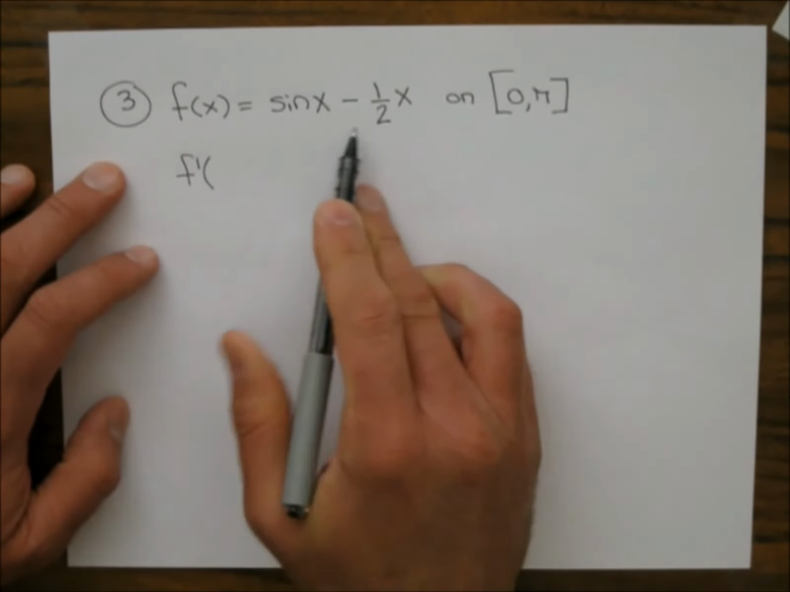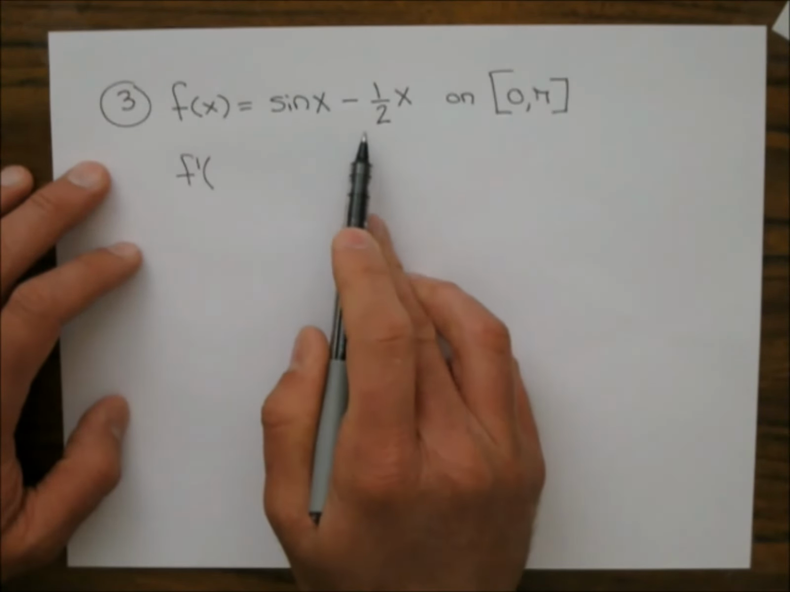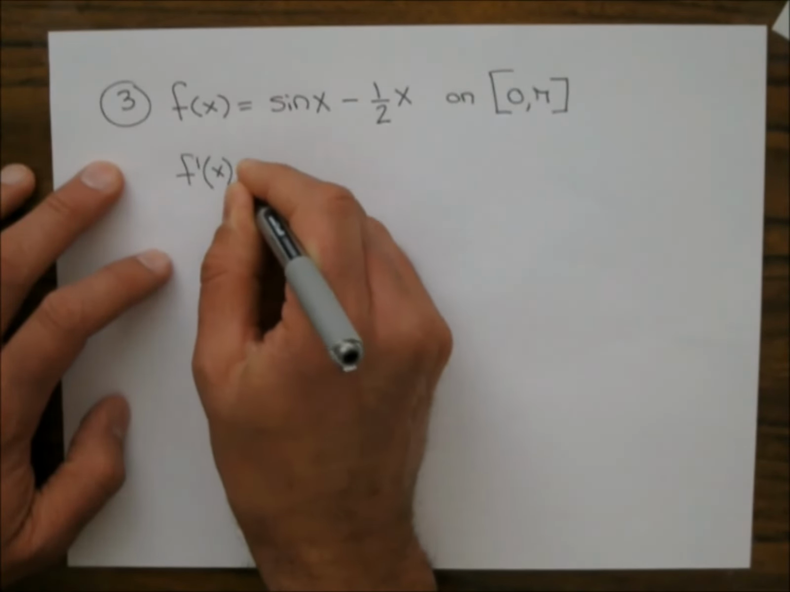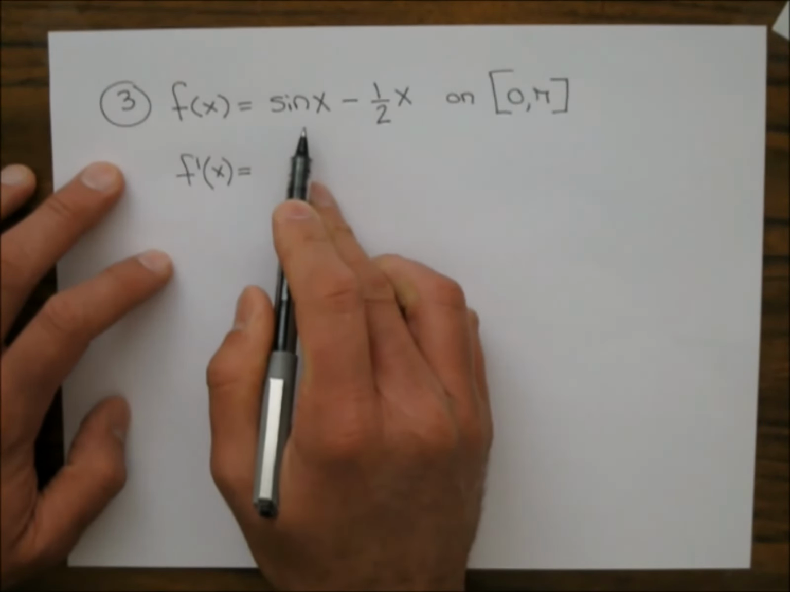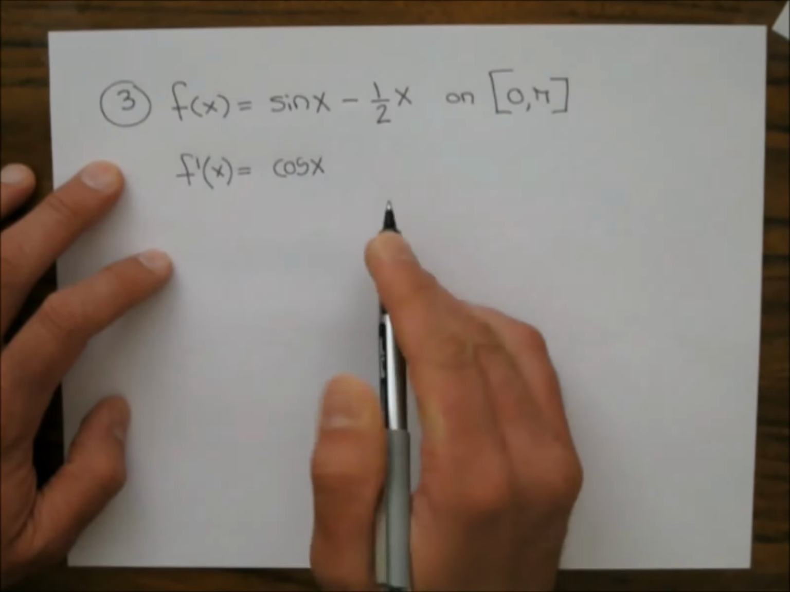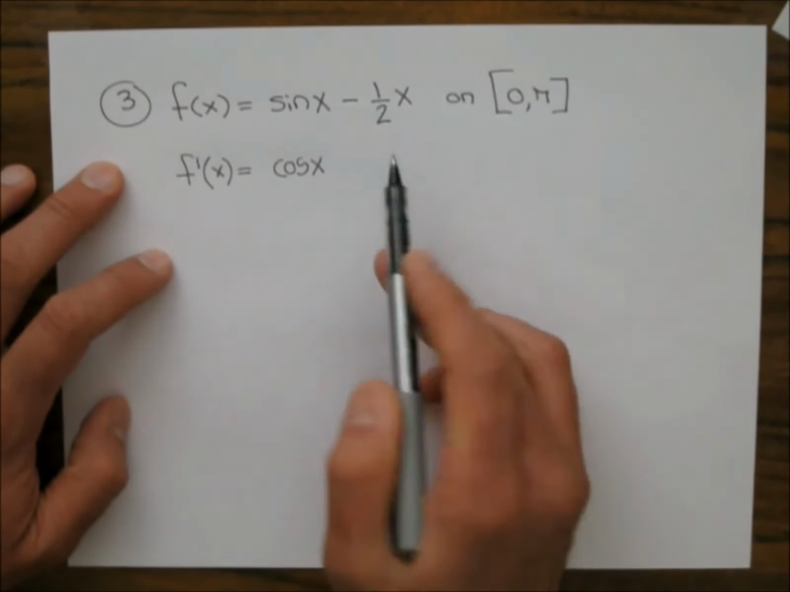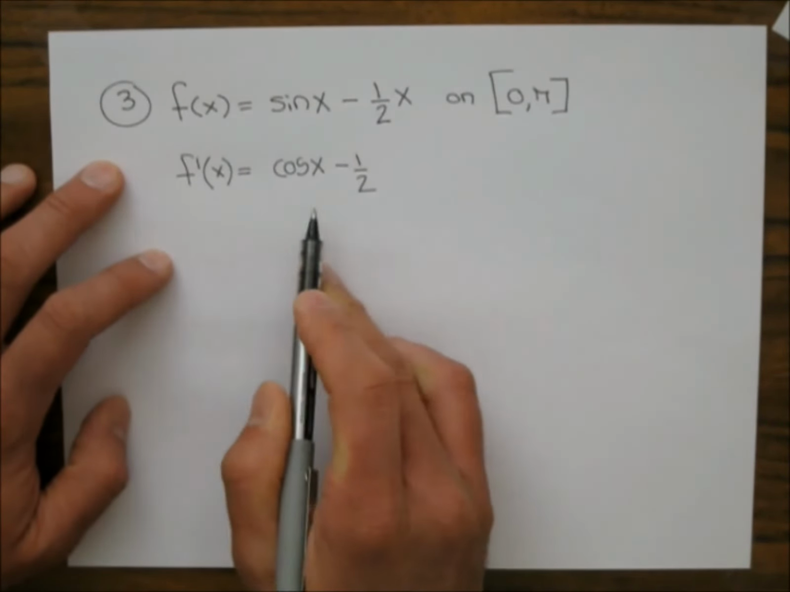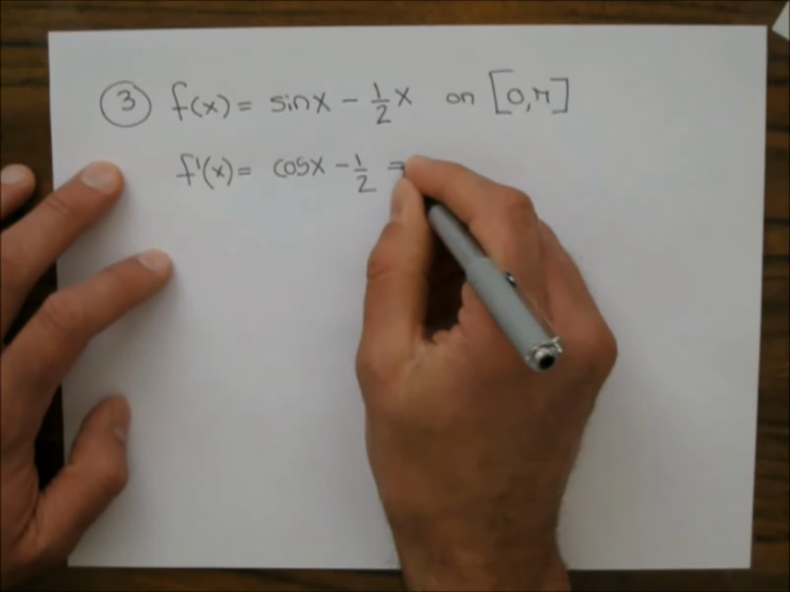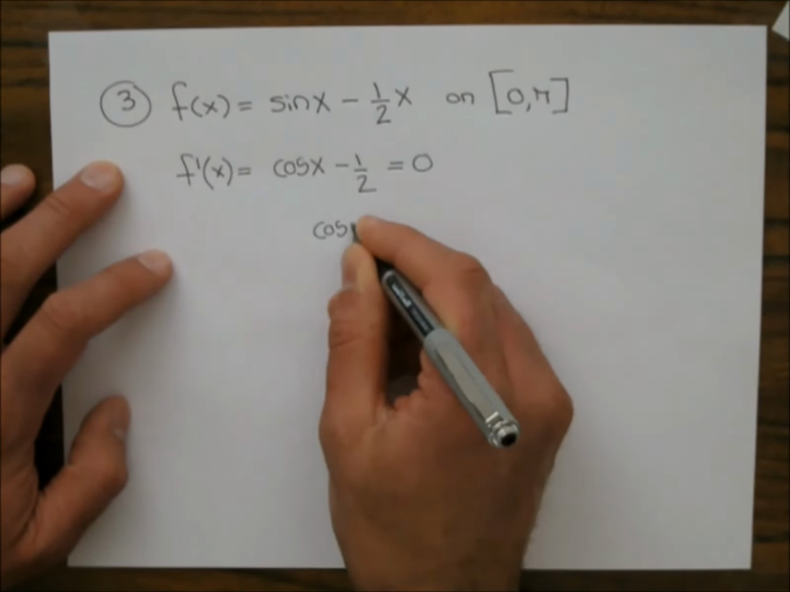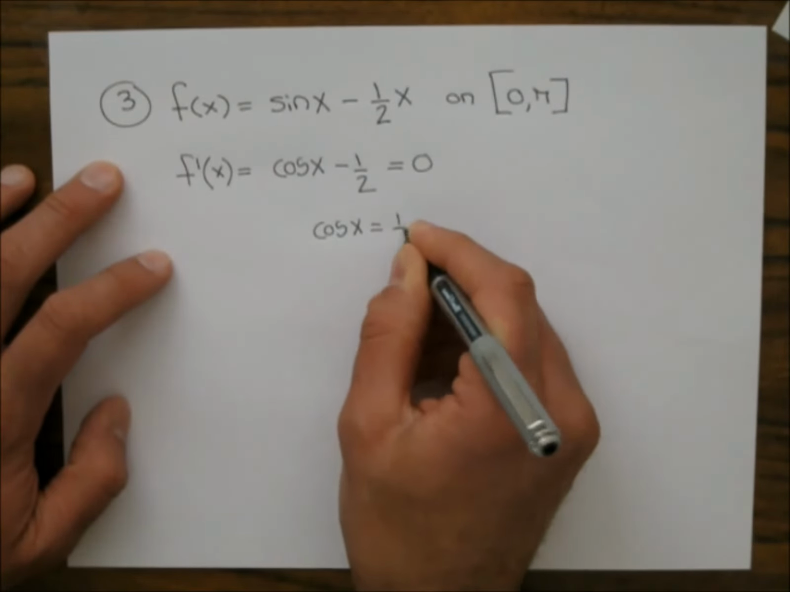Because there's some trigonometry here, if you're standing up, you might want to sit down because of the shock value. The derivative of the sine is the cosine, and the derivative of negative 1/2 x is minus 1/2. So I'm going to take this derivative, set it equal to 0. This gives me the cosine of x equals 1/2.